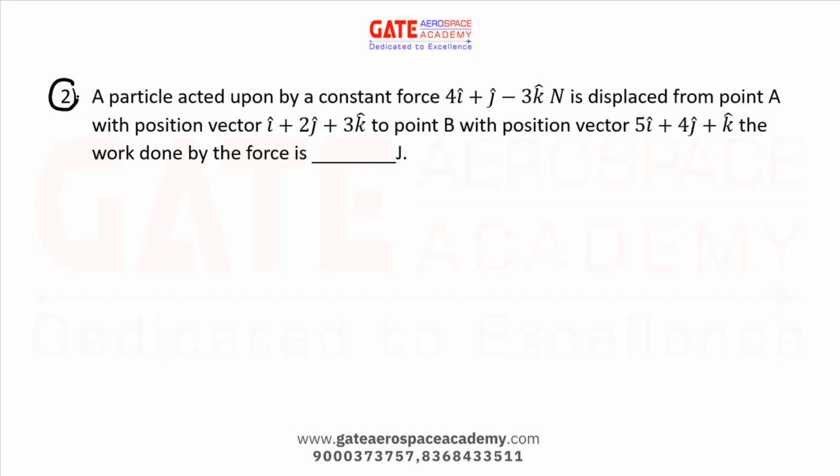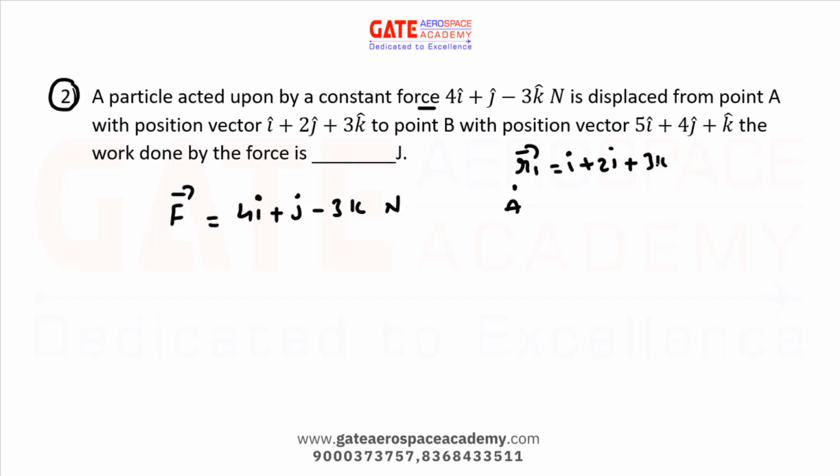Now let us understand this question. This is a question from basic vectors. A particle acted upon by a constant force. Okay, force is given, that is 4I plus J minus 3K Newton, is placed from point A. Okay, this is point A, and the position vector is given here. Okay, position vector is given I plus 2J plus 3K.